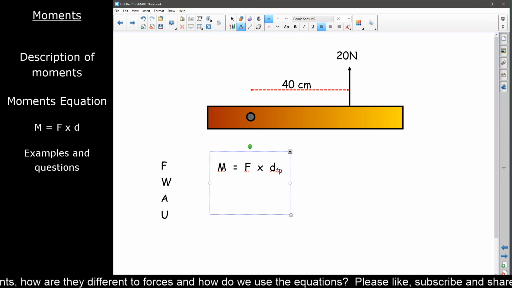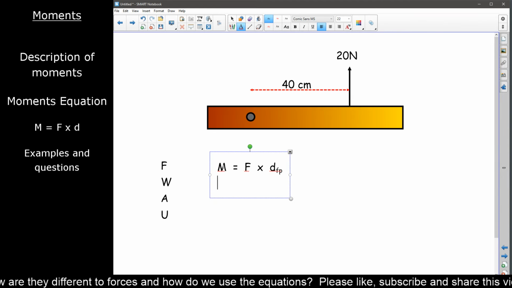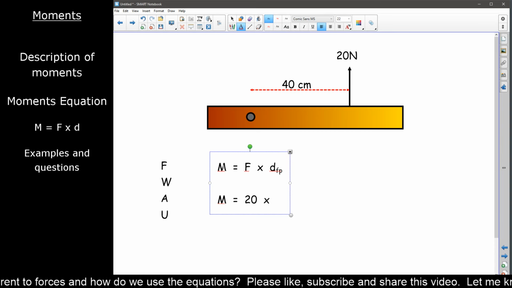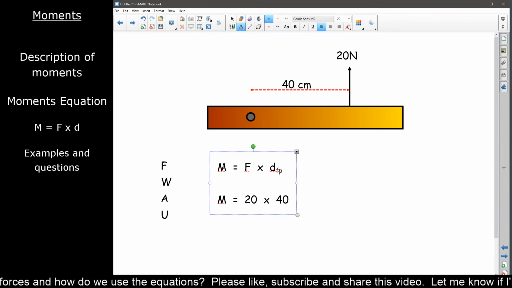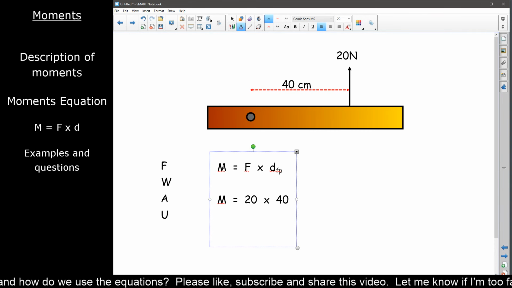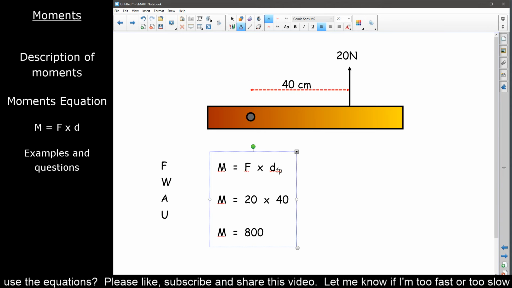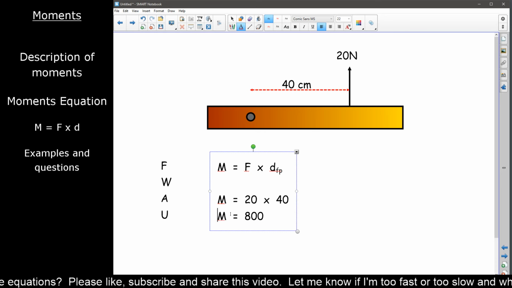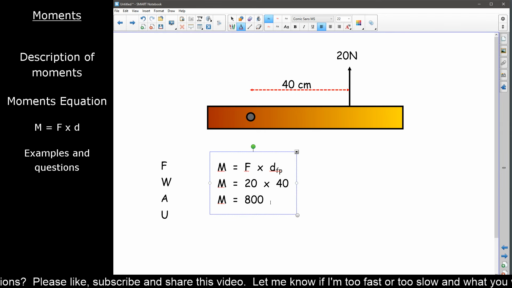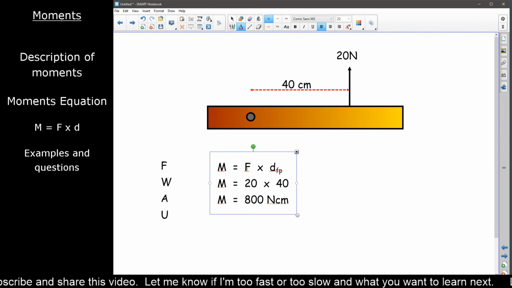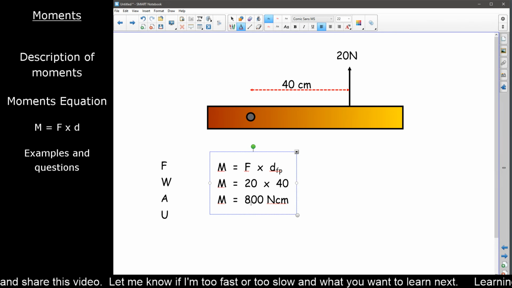My working out now, I put the numbers in. My moment is equal to my force, which is 20, times the distance from the pivot, which is 40. No fanciness going on here, we're all good. Which leaves me, my moment is equal to 800. Okay, so that's my number, but I need my unit. I'll just compress that back up. Now, my force is in newtons, my distance is in centimeters, so my unit is Newton centimeters.